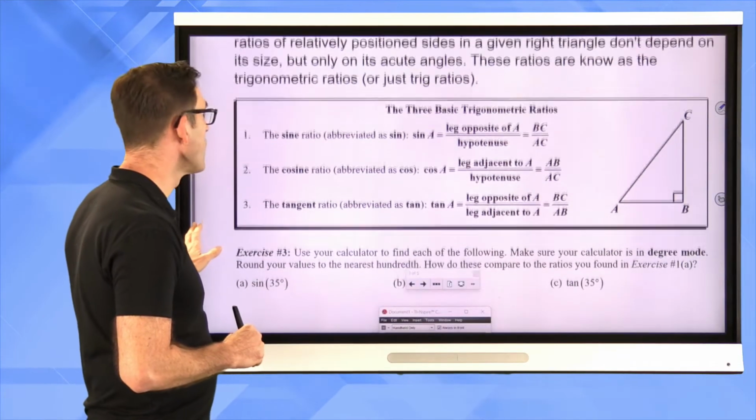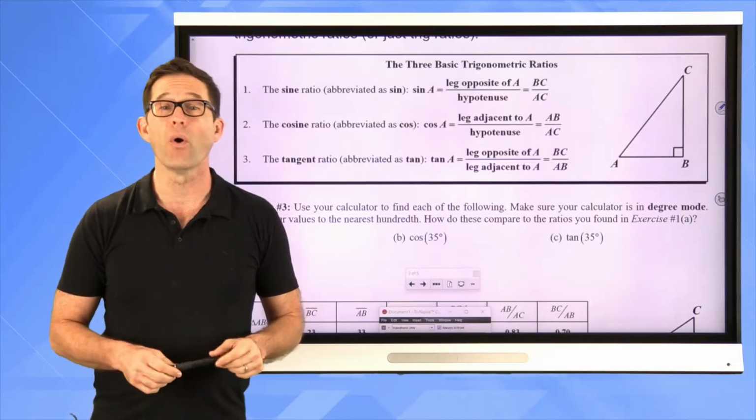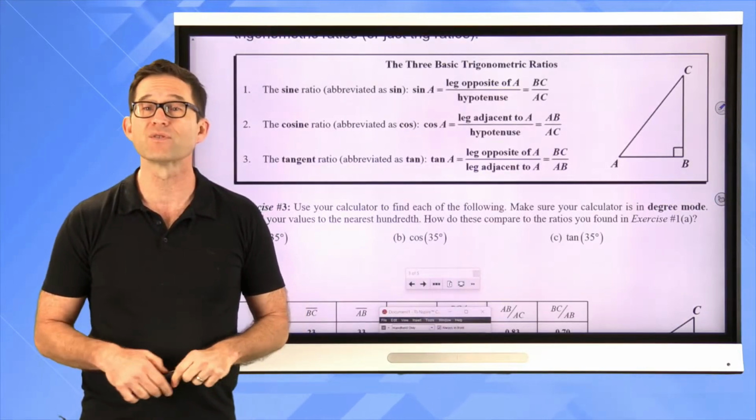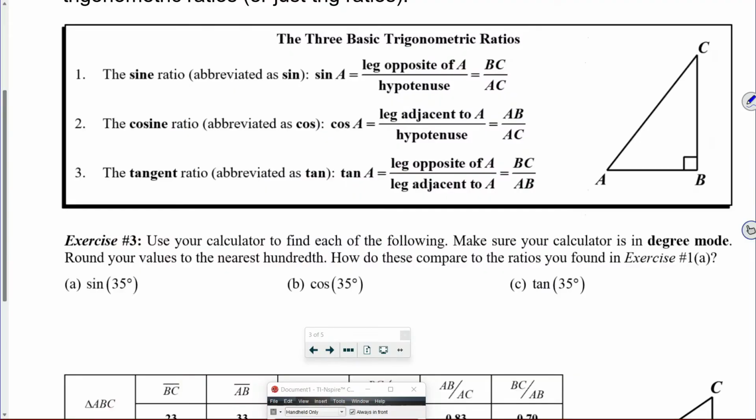Now there are a total of 6 trigonometric ratios. In this course, you're only going to learn 3 of them. So let's take a look at the 3 basic trigonometric ratios. Number 1, the sine ratio, abbreviated as SIN. We still call it sine, we don't call it sin, all right? The sine of angle A is the leg opposite of angle A divided by the hypotenuse. In our particular diagram, that would be BC divided by AC.